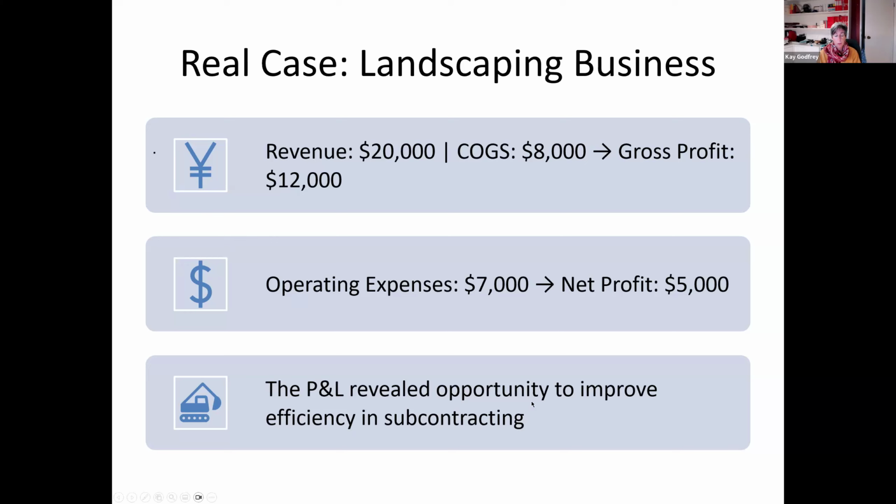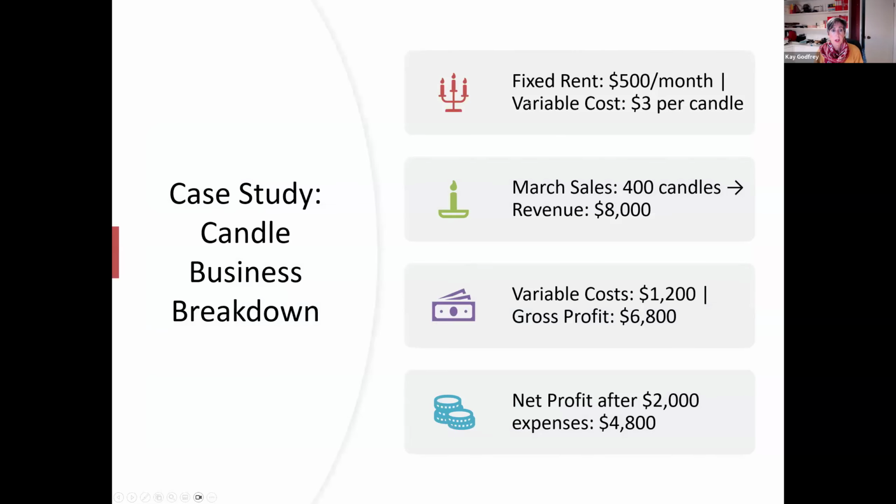So maybe the people they were using weren't very good. Maybe they could get cheaper people. Maybe they could use different equipment that will save them time. So looking at your profit and loss can reveal things that can help you in the future.